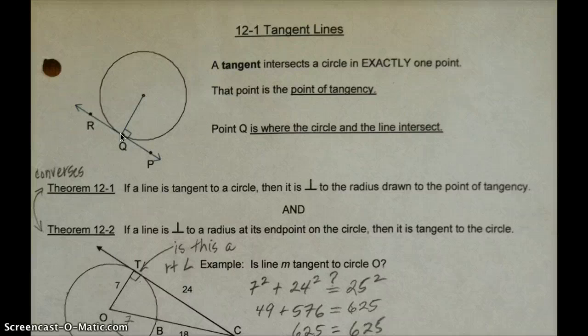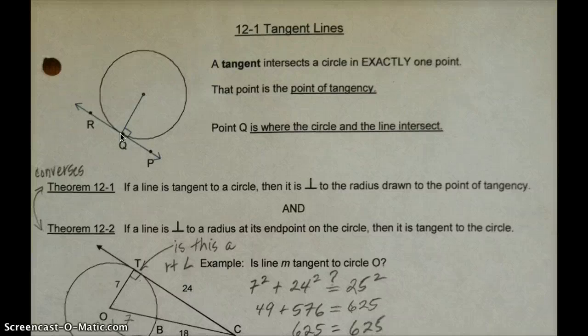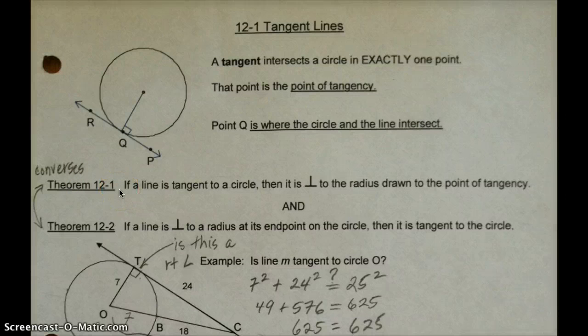There are a few theorems that go along with tangent lines. The first one here is Theorem 12.1. If a line is tangent to the circle, then we know that the line is perpendicular to the radius. So this is the center of the circle, and here's the radius, and it's drawn to the point of tangency. So we know that these two lines, the radius and the tangent line, are perpendicular. So if the line is tangent, then these lines are perpendicular.